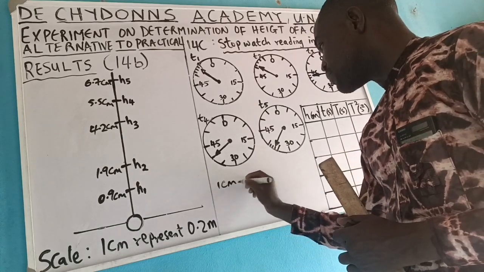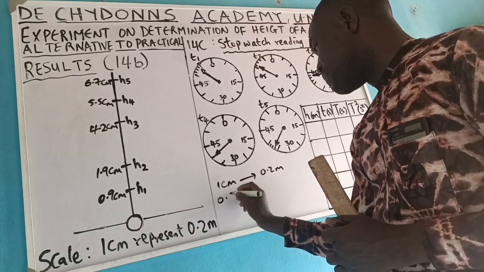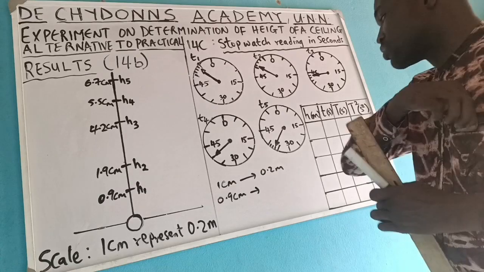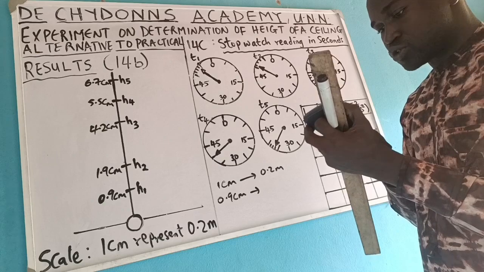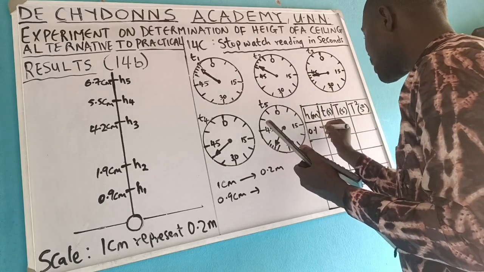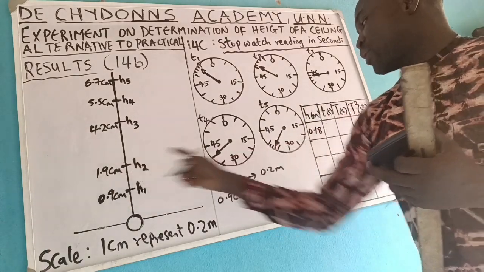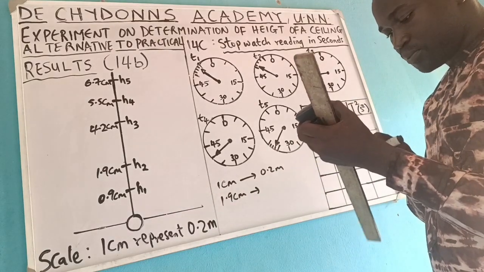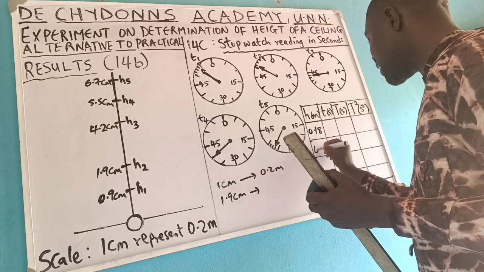1 cm is to 0.2 meter. 0.9 cm will be giving you what? How many in meter? Use your calculator to press it. 0.9 times 0.2, that is 0.18. Here is 0.18, that is a meter. You do the same for 1.9 times what? 0.2. 1.9 times 0.2 will be 0.38.